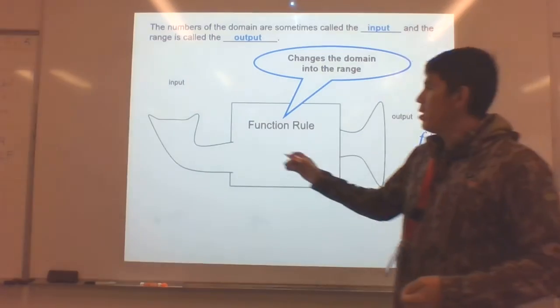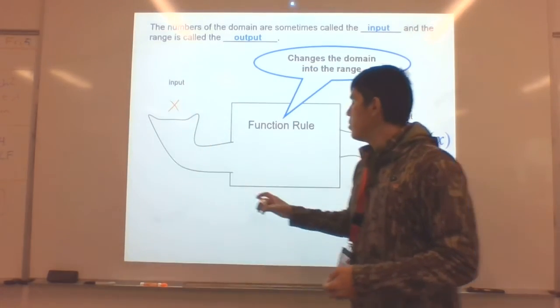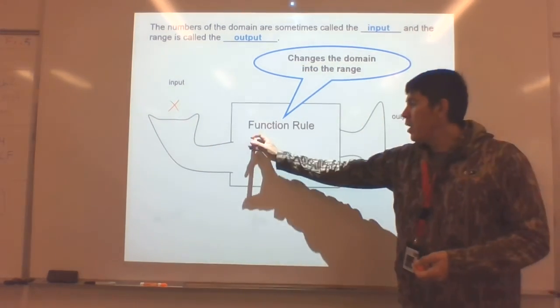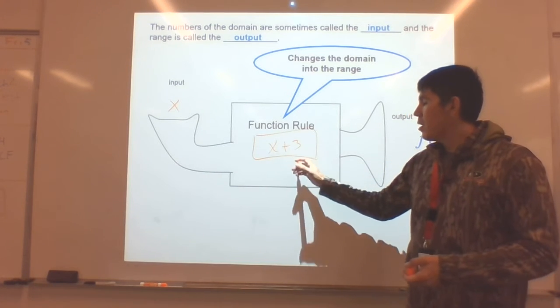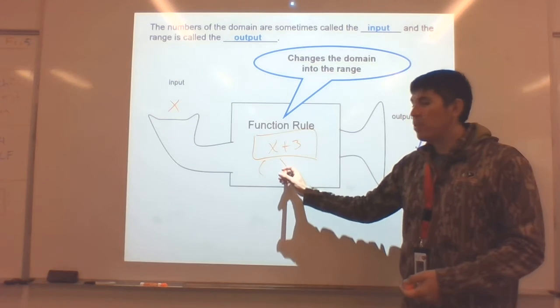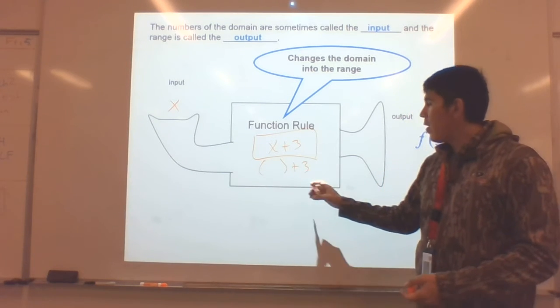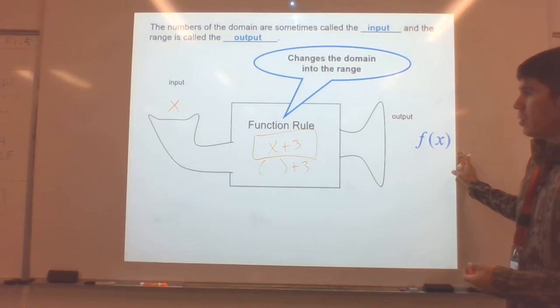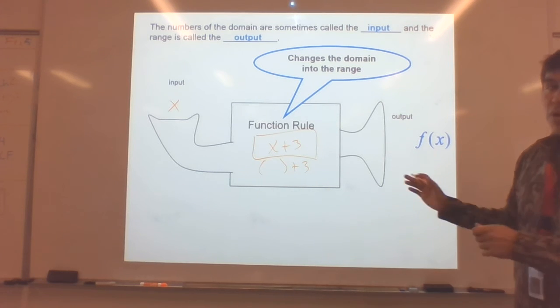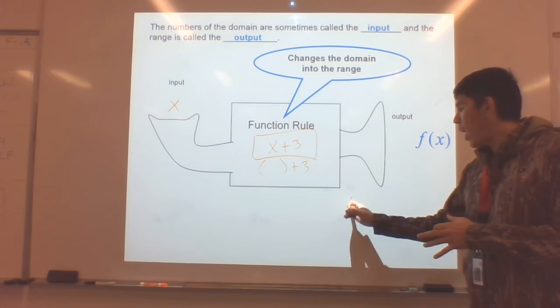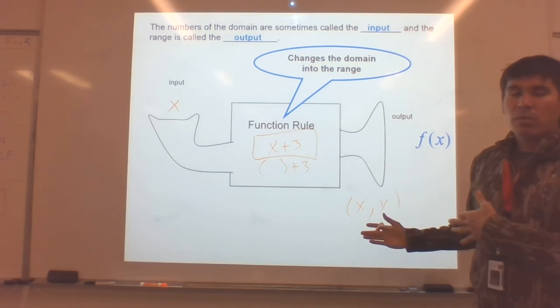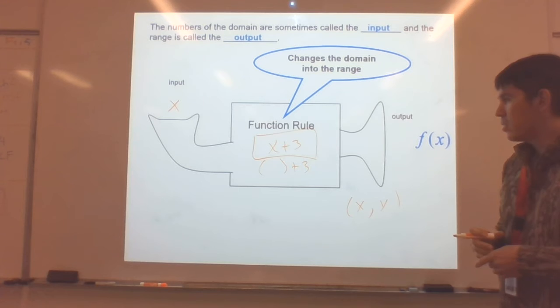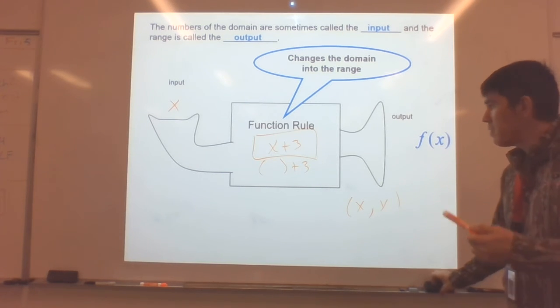So my inputs are always going to be your x values. The function rule depends on whatever you have. For example, it's going to be x plus 3, let's say. Whatever x value you have, you plug into here, plus 3, and then you get your output. So where we're going with this is we are trying to graph. When you graph, you need an x coordinate and you need a y coordinate. We're trying to lead in the direction of eventually graphing with our graphing functions.